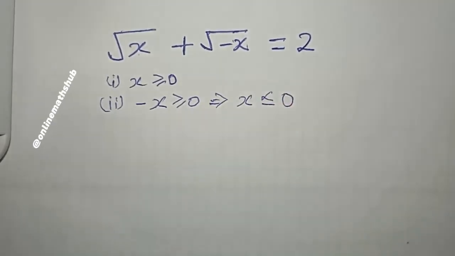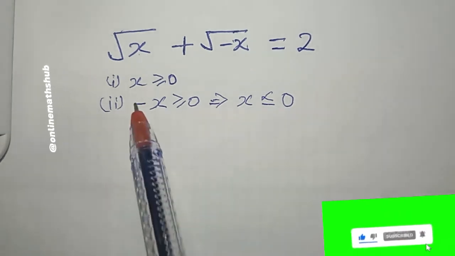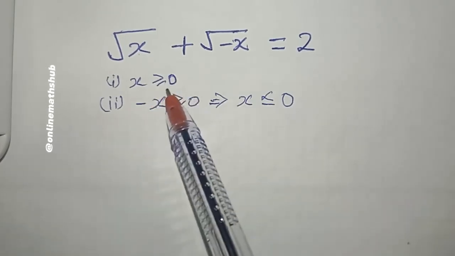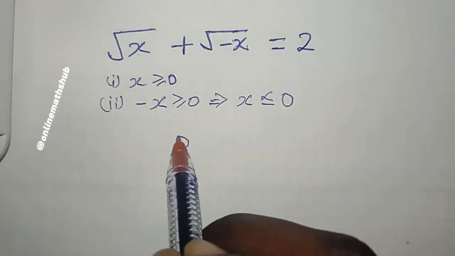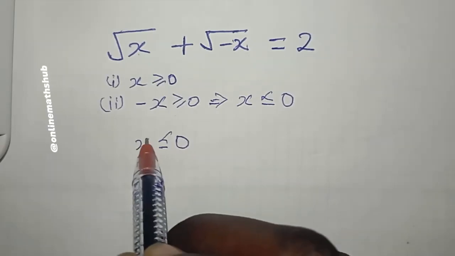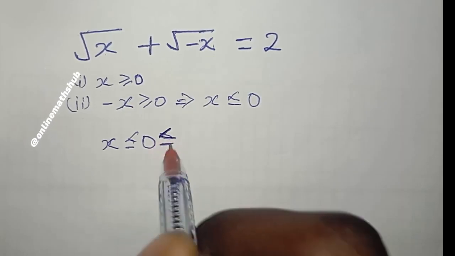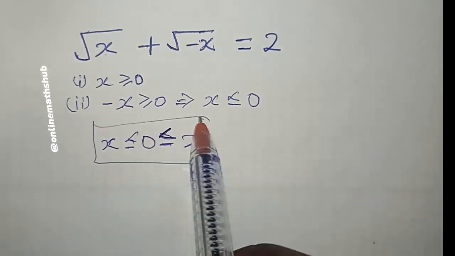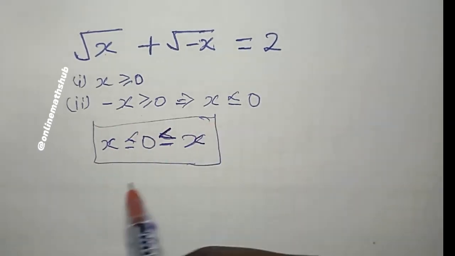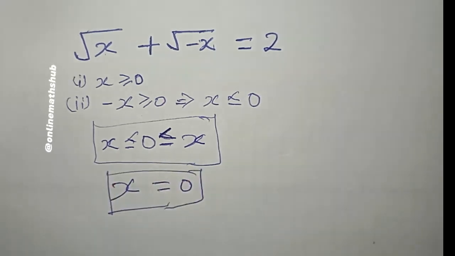So the solution to this equation is showing us that first x is going to be greater than or equal to 0, and then the same x is going to be less than or equal to 0. So x is less than or equal to 0, and of course the same x will still be greater than or equal to 0. The only value of x that is going to satisfy this relation is x equal to 0. So this is the first solution which we are getting, that x is equal to 0.